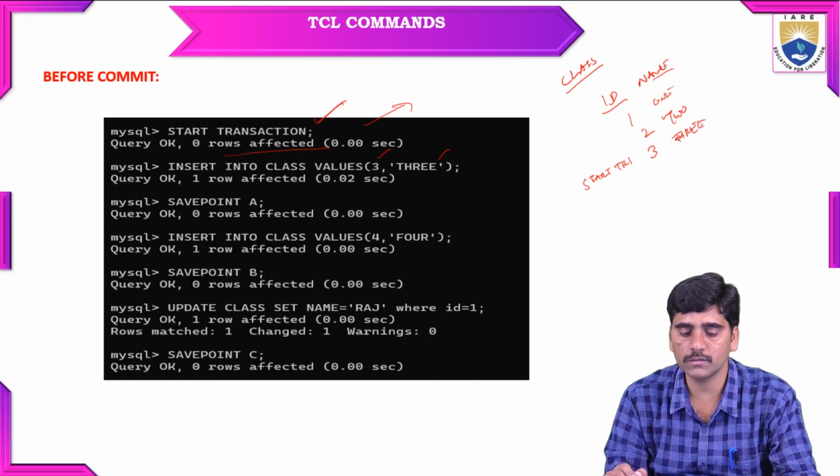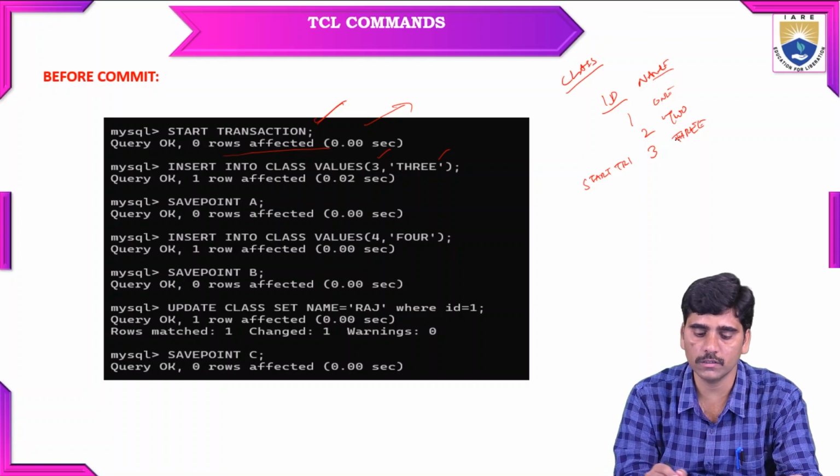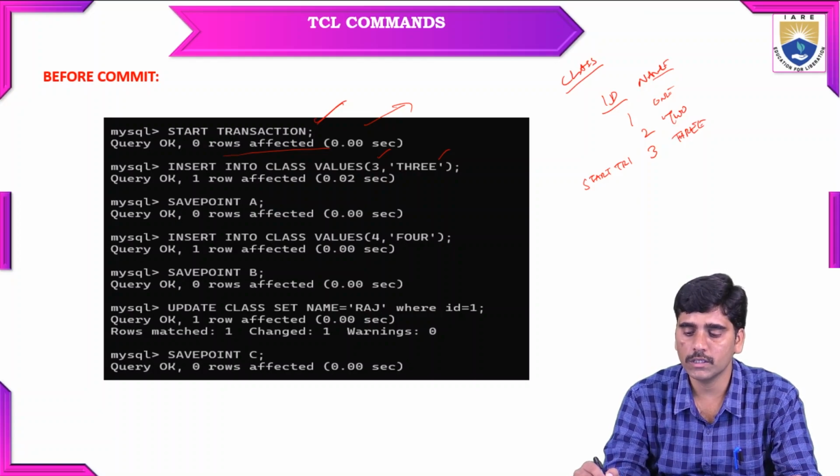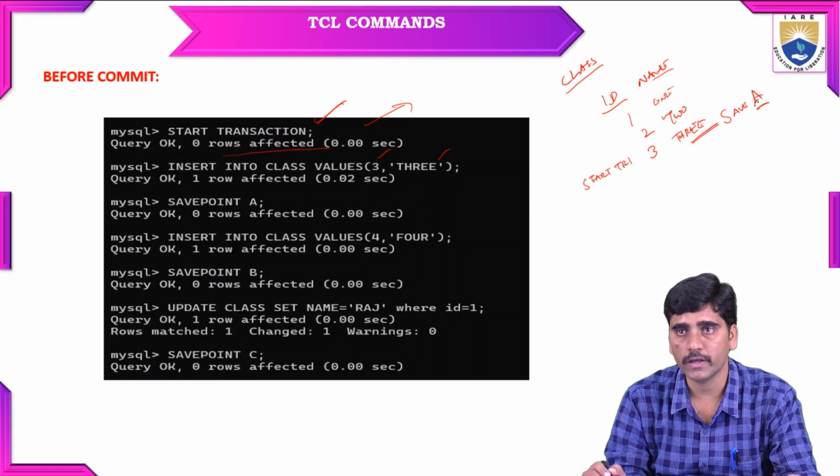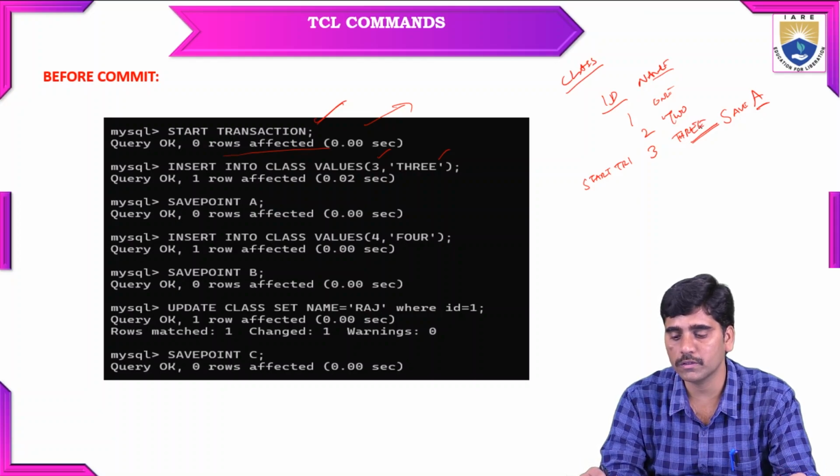Now at this stage I am going to create a save point. Here I am creating a save point A. That means if you want to roll back your data before this, you can get these 2 data. Before this you can insert data already, so that is what you are going to roll back.